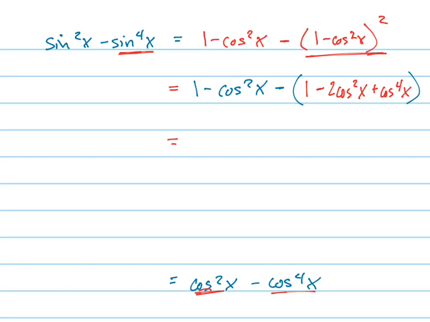So this is going to equal, again, blue is stuff that stayed the same, so I'm not messing with this first thing here. But now I'm going to distribute that negative in, so all the rest is going to change. So it's minus 1 plus 2 cosine squared x minus cosine to the 4th x.